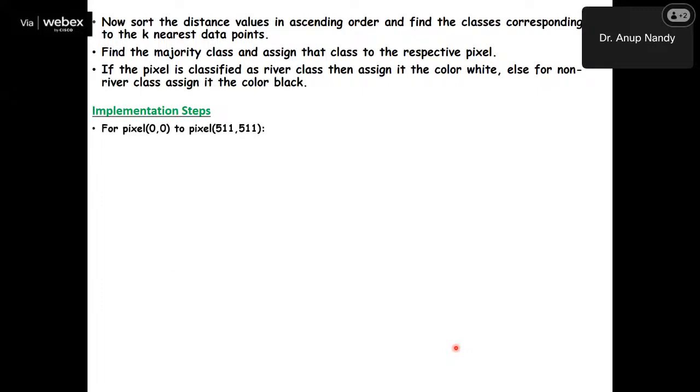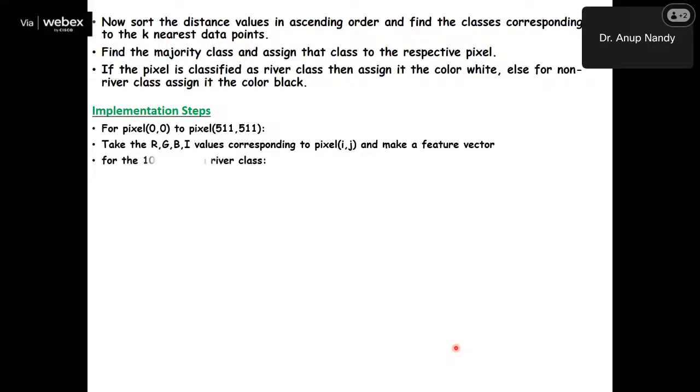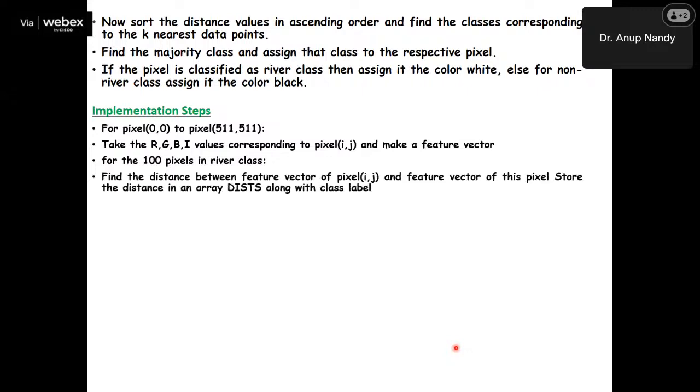Now for pixel 0,0 up to pixel 512, make it 512 by 512, and take the RGBI values corresponding to pixel (i, j) and make a feature vector for the 100 pixels in the river class. You have to just use it. That is only 100 pixels that you can take. Find the distance between this feature vector of pixel (i, j) and the feature vector of the pixel which is stored in the distance array along with the class label that you already calculated.